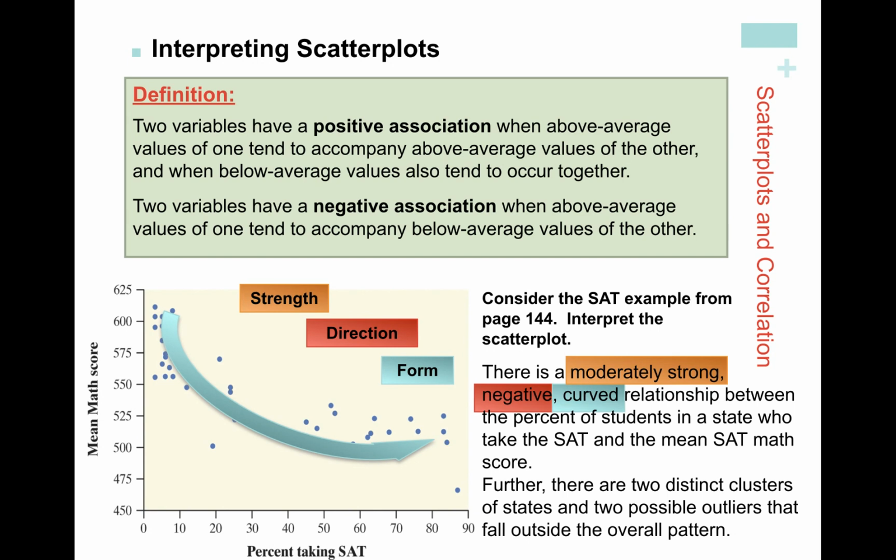All we're doing is stating what we know about the relationship, what the data shows. Now, outside of interpreting data, we could speculate on why that is, but our speculation would never be part of our interpretation. If I were to speculate, I would think that as the percent taking the SAT goes up, the mean math score goes down because a lot of these students probably don't even want to take the SAT. They're probably just being required by their schools to take the SAT.